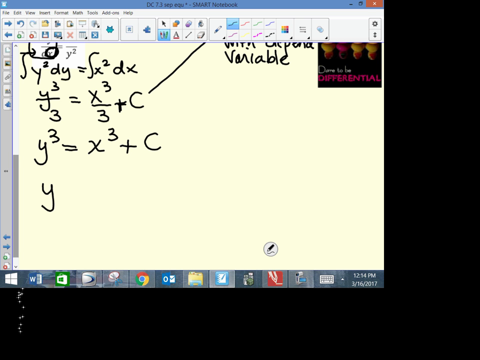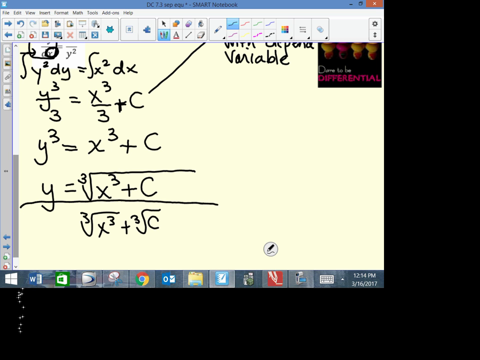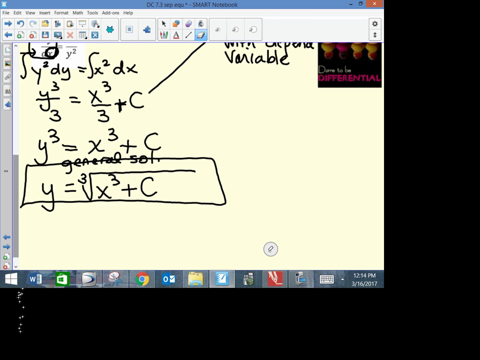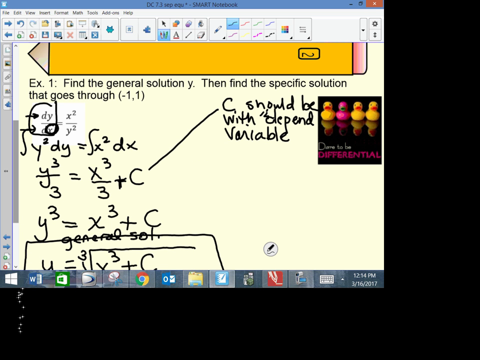We got y cubed. We're going to take everything to the 1/3. Okay. Or cube root. Yes. All right. Now, remember the algebra rule, whatever we do unto the side. So this time the C has to be under the cube root. This is not the same thing, so please don't do that. Okay, this is called our general solution. I usually put a box around it because I'm going to come back to it after I find my specific solution.